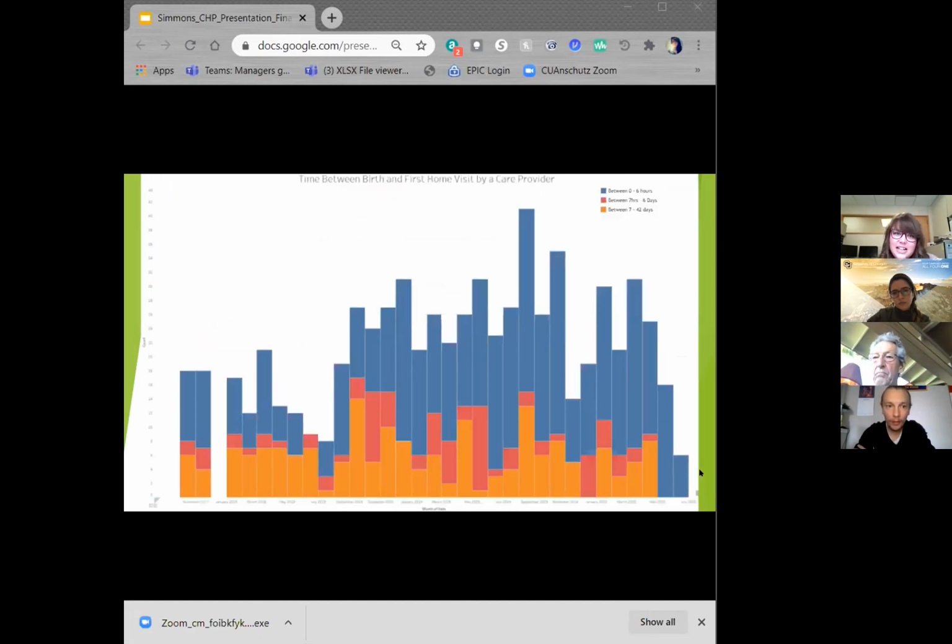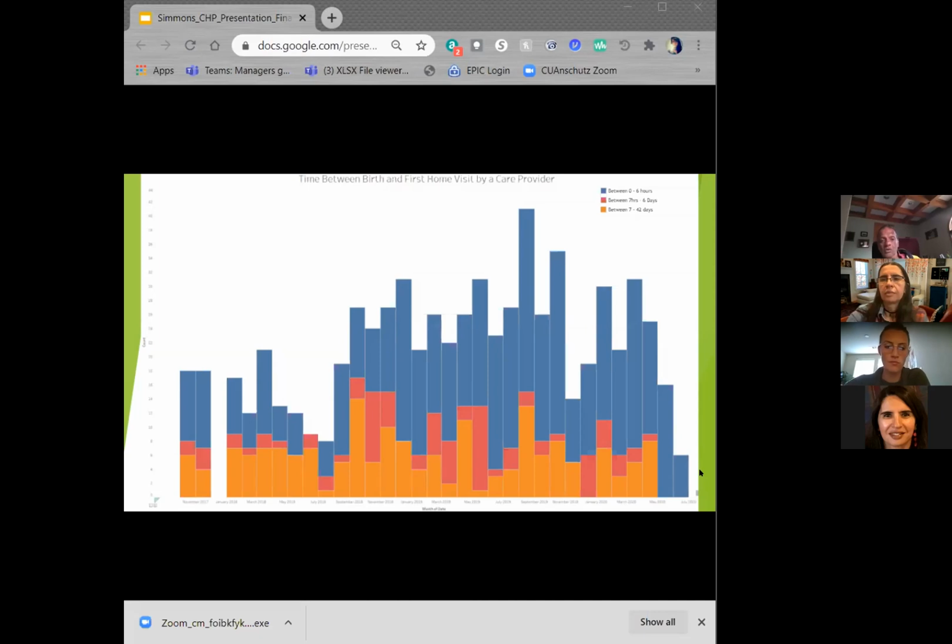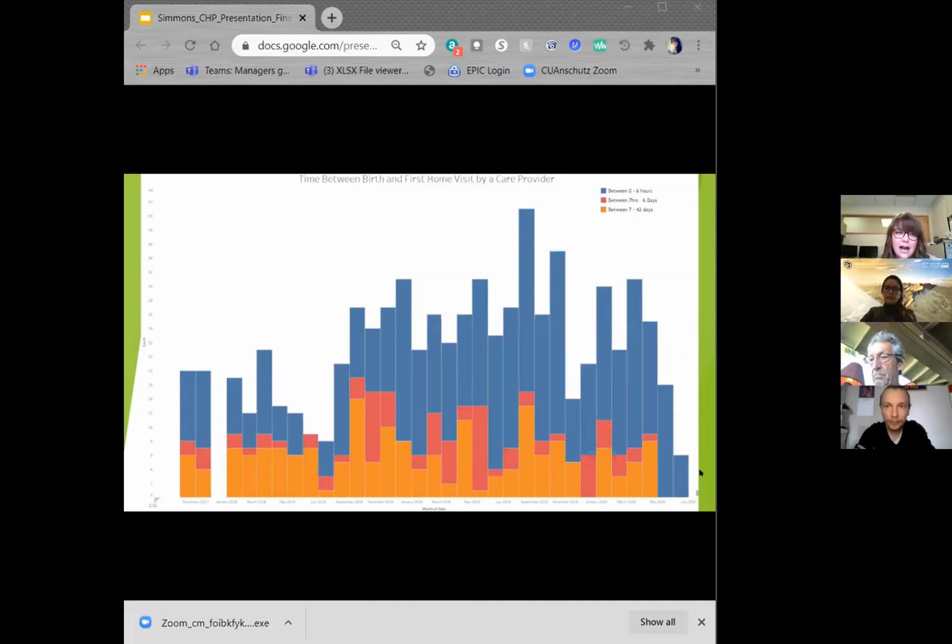We can also see here the time delay between birth and then when that first home visit by a community health worker takes place. So the blue is the 0 to 6 hours, red is between 7 hours and 6 days, and then orange is the 7 to 42 days after birth. And what's really great here is that we can see the majority of those visits are really occurring in that 0 to 6 hour window, which is good data for Colorado Haiti Project with their community health workers.